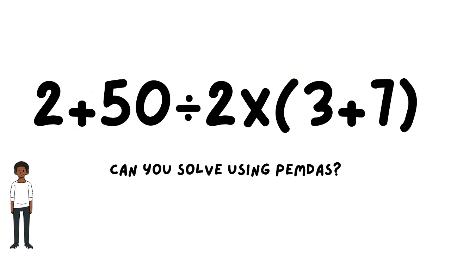Welcome back. Today we're solving this order of operations problem. 2 plus 50 divided by 2 times (3 plus 7). Many people get tricked by the order of multiplication and division. Let's see the common trap before solving it properly.